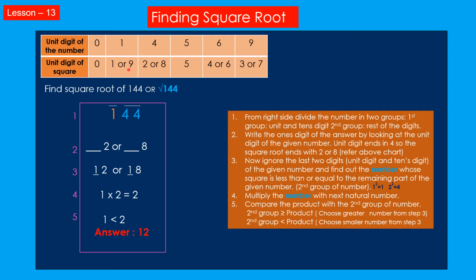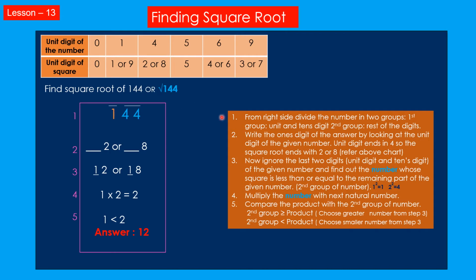or 9. Same, if the unit digit of the number is 4, then the unit digit of the square ends with 2 or 8. Same, if it is 5, the unit digit of the square ends with 5. If the unit digit of the number is 6, then the unit digit of the square ends with 4 or 6. And if the unit digit of the number ends in 9, then the unit digit of the square is 3 or 7. So let's see how we find the square root of 144.